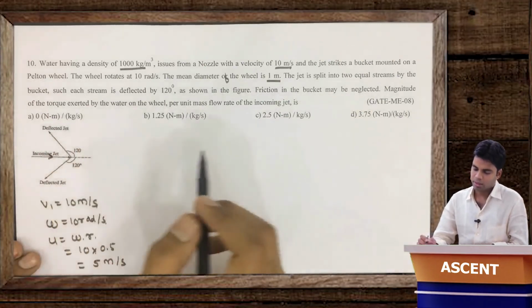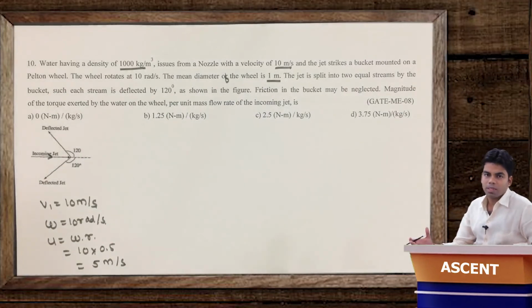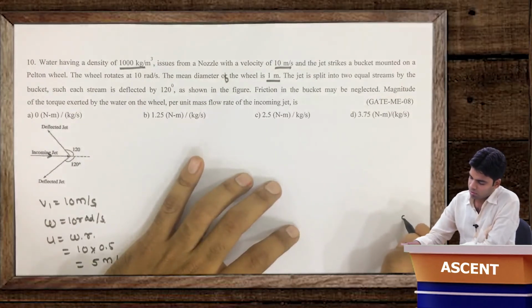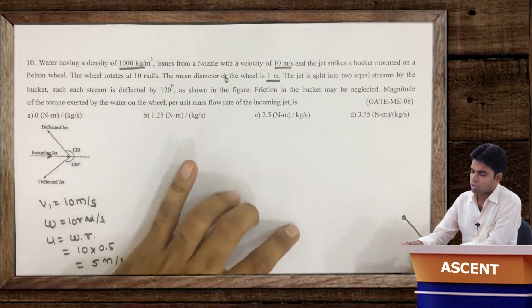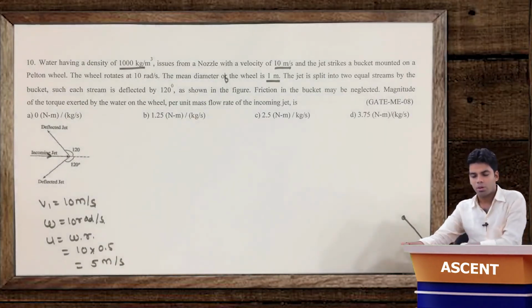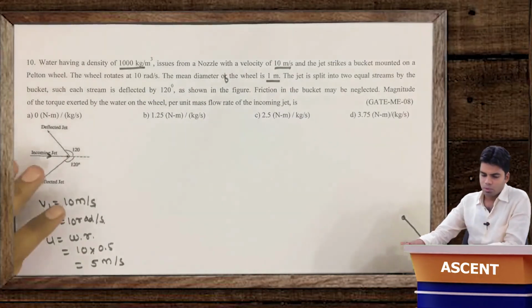Magnitude of the torque exerted. So we want to determine the torque exerted. So for torque, obviously we want to determine the force first, because suppose if this is a Pelton wheel turbine, this is the Pelton wheel turbine. Okay, and if we want to determine the torque, obviously we will have to first determine the tangential force. Whatever is the tangential force, that force into radius will be equal to torque. Okay, so for that first we will have to determine the force. Okay, and what is the formula for force?